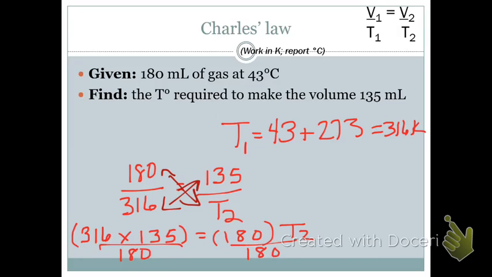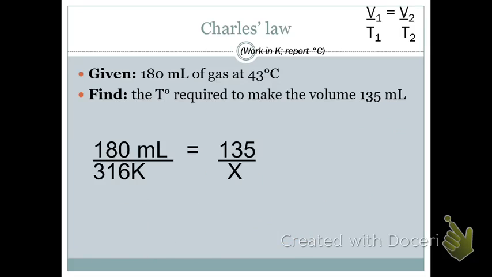I'm going to divide both sides by 180. Okay. Clear your calculator. Open parentheses, 316 times 135, close parentheses, divided by 180, which is going to be equal to 237. And since I'm working in K, it's going to be 237 K. Okay, let's check and make sure we got this right. Yep, 237 K.